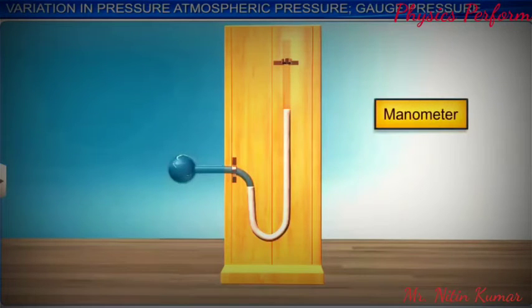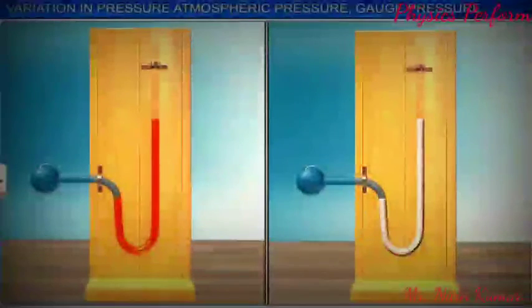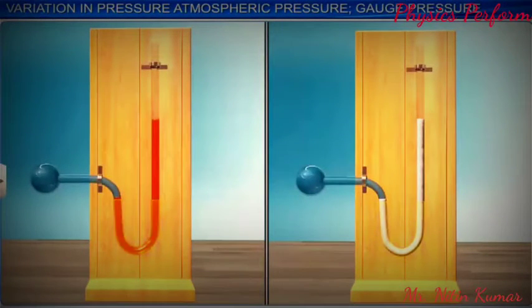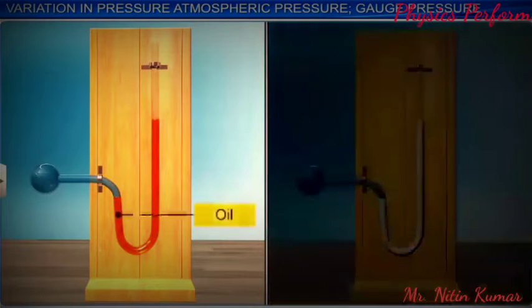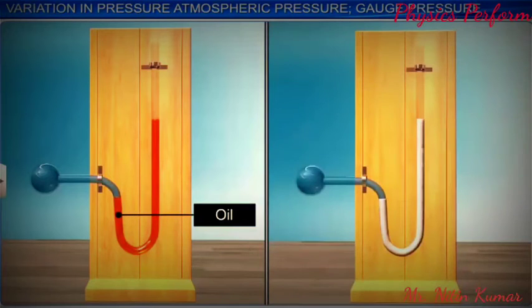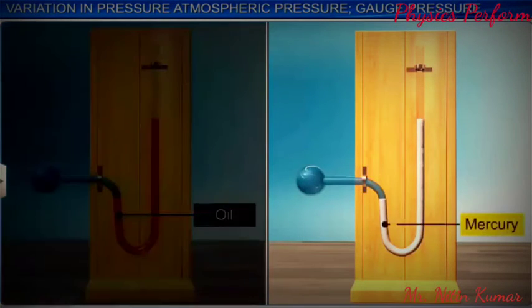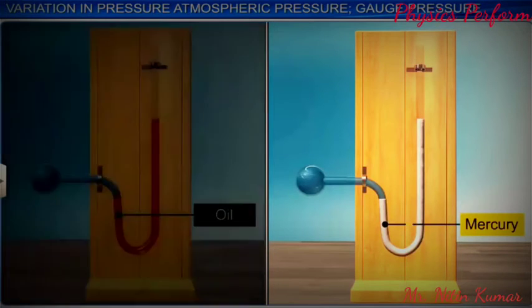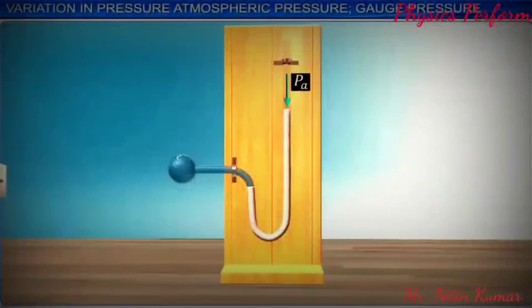The pressure P at point A is equal to pressure at point B, which is P equals PA plus rho hg, where rho is the density of the liquid, g is the acceleration due to gravity, and h is the manometer height, which is the difference in the height of the liquid in both the limbs of the manometer. Here, the gauge pressure P minus PA is equal to rho hg.